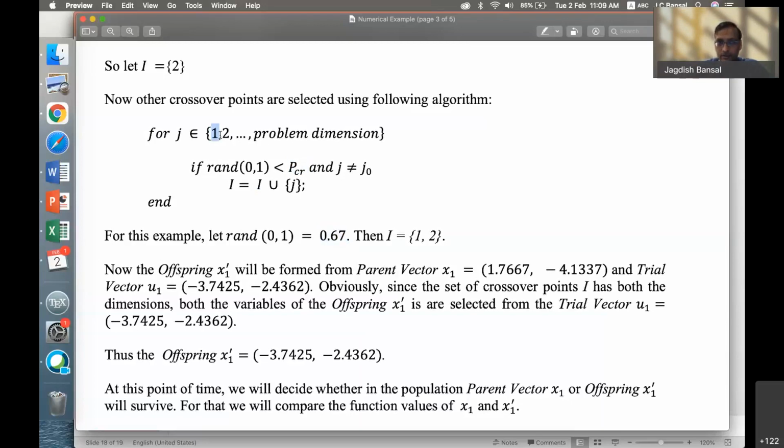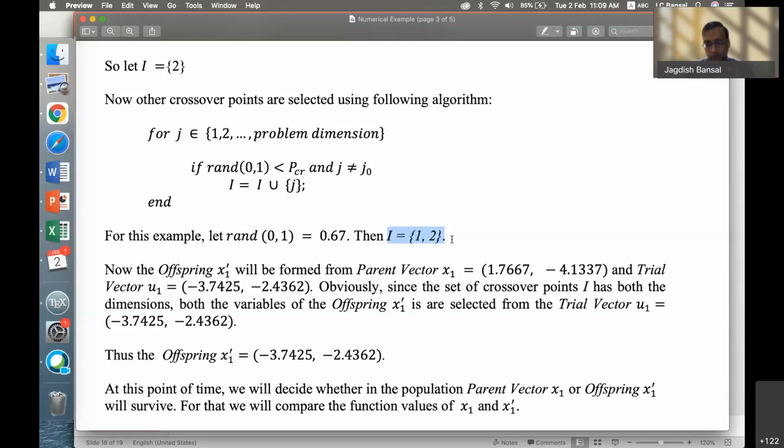Now further I cannot run this loop because for j equal to 2 it is already there and j equal to 3 is not there, only a 2 variable problem. So this I is constructed, this set of crossover points is constructed, right? It is now there, I equal to 1, 2.